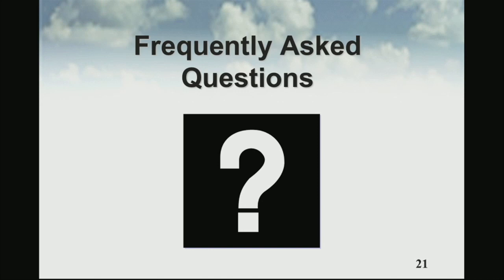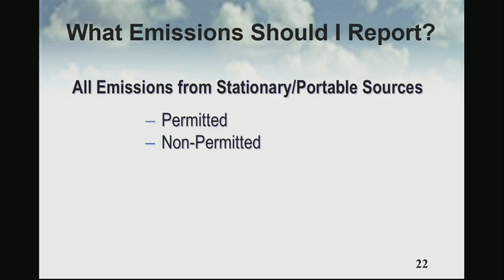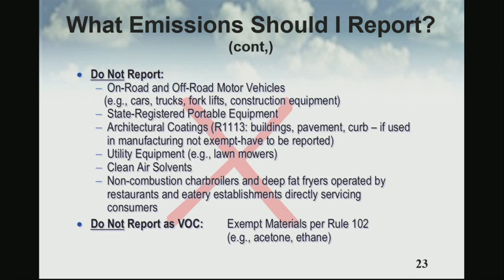I'm going to go through some of the most frequently asked questions. For example, what emissions should I report? You report emissions from both permitted and non-permitted equipment and processes. What emissions should you not report? These are the categories that we do not need: emissions from on-road and off-road motor vehicles, such as cars, trucks, lift trucks, and construction equipment.